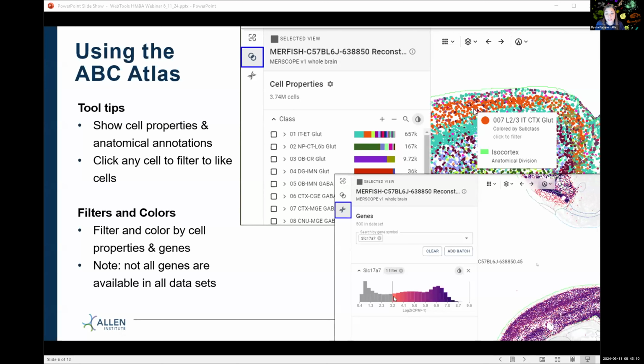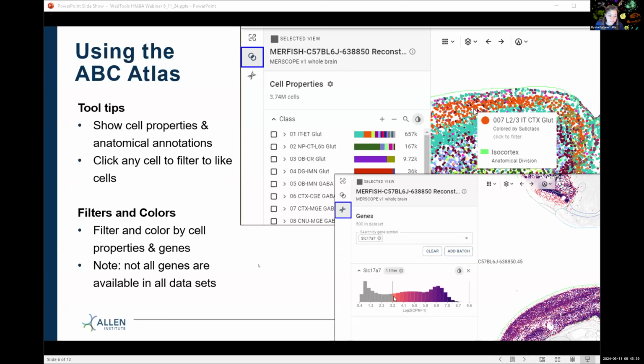You can also look at gene expression data. So you can filter and color by all the cell properties, cell class, as well as other cell properties and features that are available in the data set. This is the same data that's available for download. We're just taking it and making it accessible through this visualization tool.